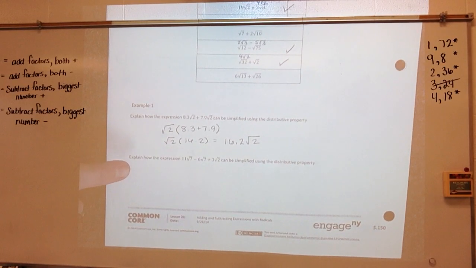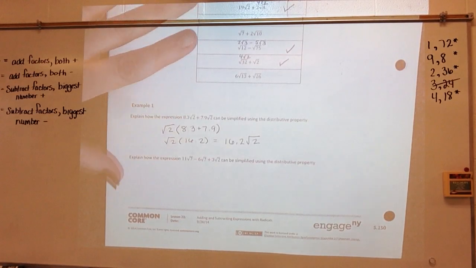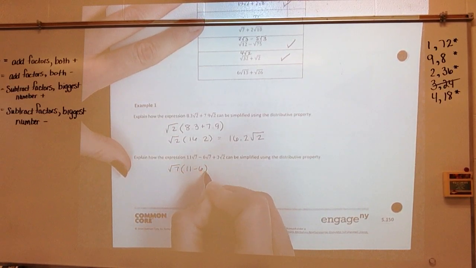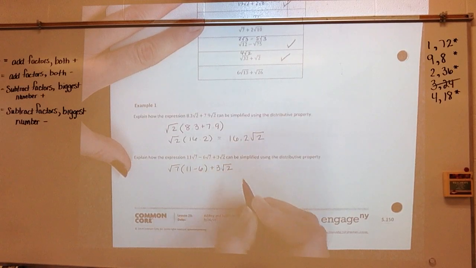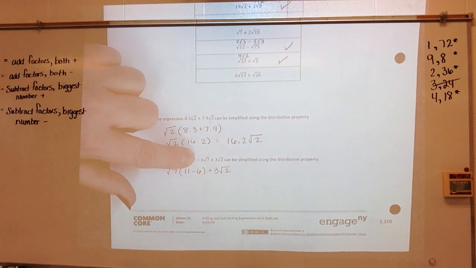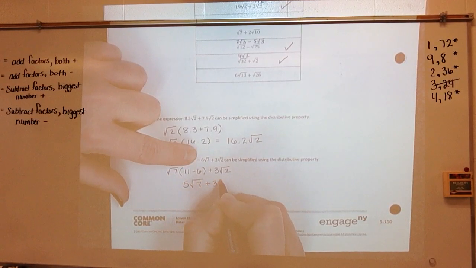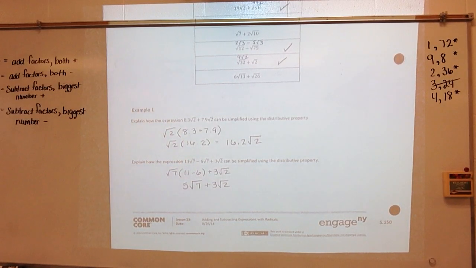Explain how the expression 11 square root of 7 minus 6 square root of 7 plus 3 square root of 2 can be simplified using the distributive property. So once again, like I explained, I can take that square root of 7 out, and I get 11 minus 6 plus this 3 square root of 2. Simplify this. 11 minus 6 is 5, so I get 5 square root of 7 plus 3 square root of 2. There is nothing else I can do. I cannot go any further, because I don't have anything alike under the radical. Alright?